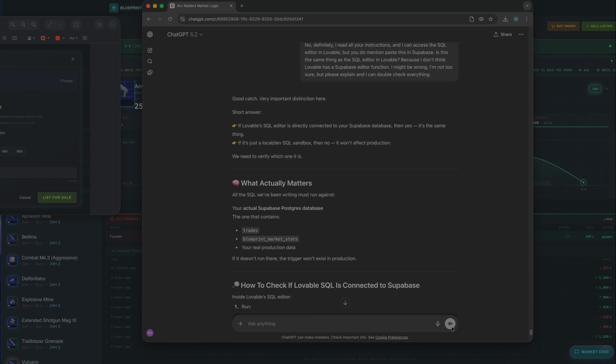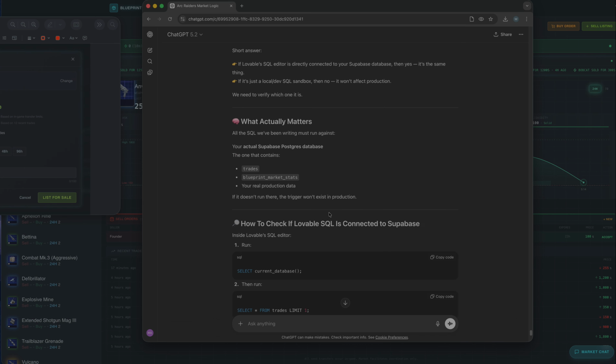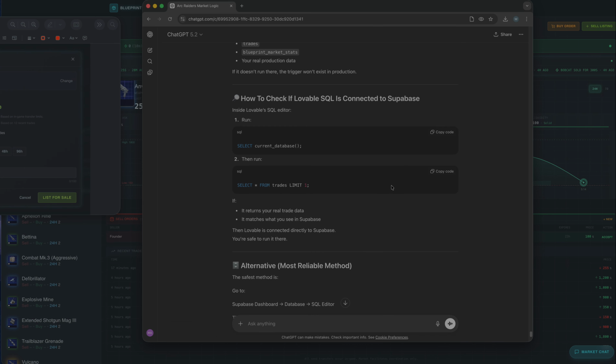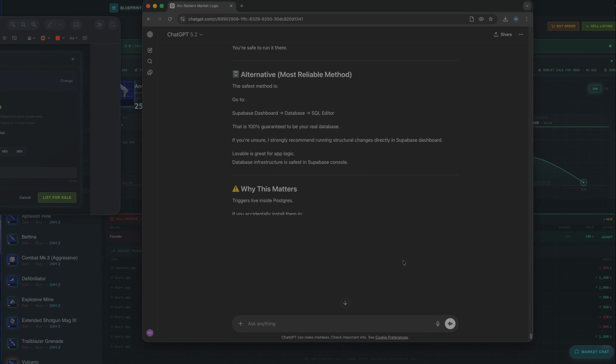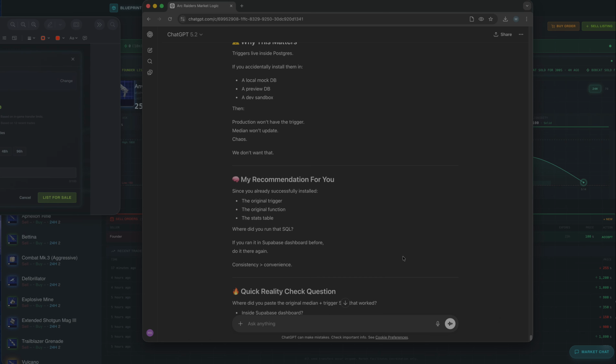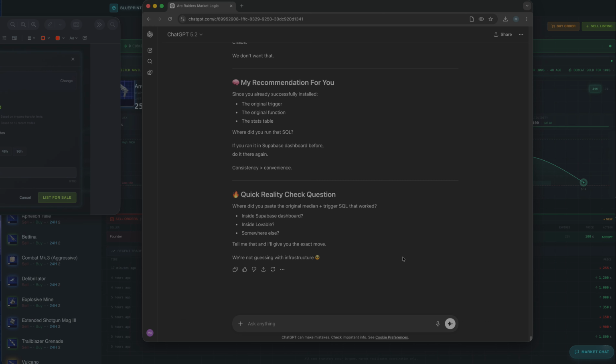Okay, so we'll see. Good catch. Very important decision there. Short answer: if Lovable's SQL editor is directly connected to your SQL database, then yes, it's the same thing. If it's just a local data SQL box and no one affects production, we need to verify which one actually matters. All the SQL has been writing most of the actually. I think it is.